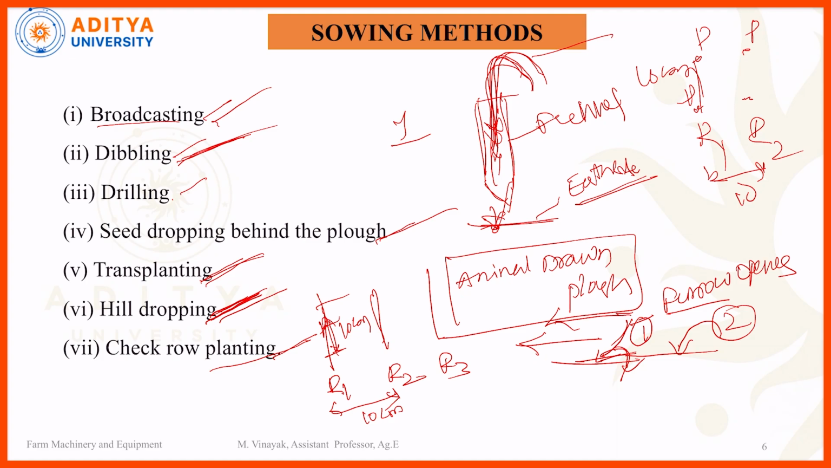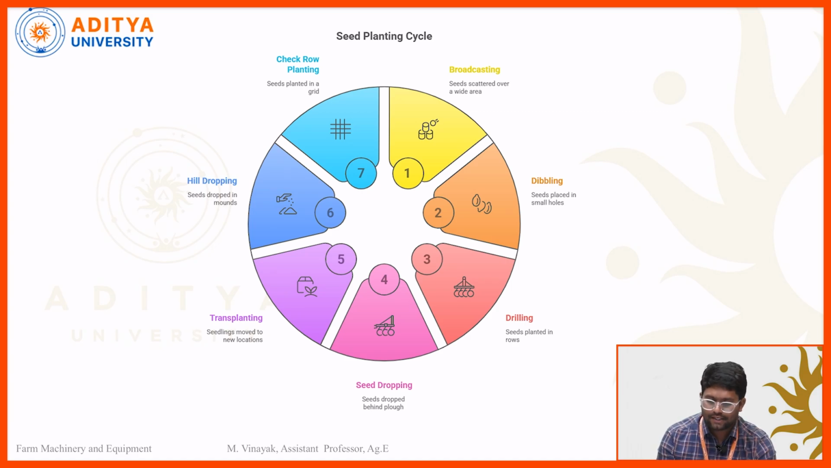So check row planting means we maintain row to row as well as plant to plant spacing equally. Here is the representation of the seed planting methods. First is broadcasting: seeds are scattered over the field area. Next one is dibbling: seed placed in small holes.